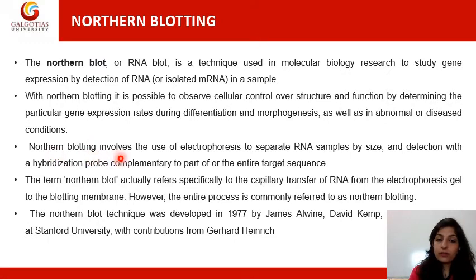Northern blotting involves the use of electrophoresis to separate RNA samples by size, and detection with a hybridization probe that is complementary to part of or the entire target sequence. The term northern blot actually refers specifically to the capillary transfer of RNA from the electrophoresis gel to the blotting membrane. However, the entire process is commonly referred to as northern blotting. The northern blot technique was developed in 1977 by James Alwine.